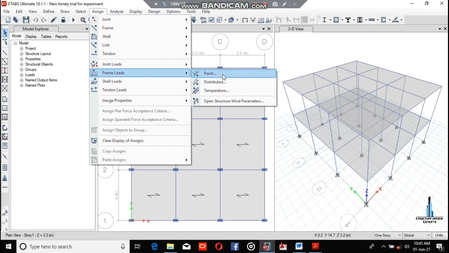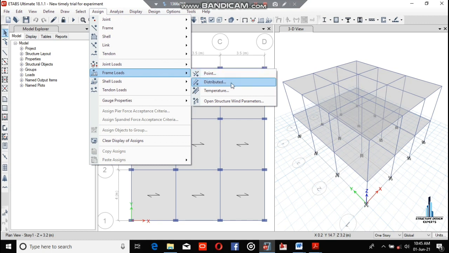Frame loads are basically assignments to the non-shell objects, like block walls, trusses, steel hangers, and panels etc. They also sometimes behave like rigid objects, like shell loads.